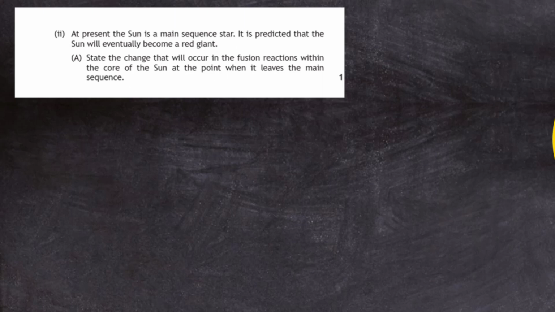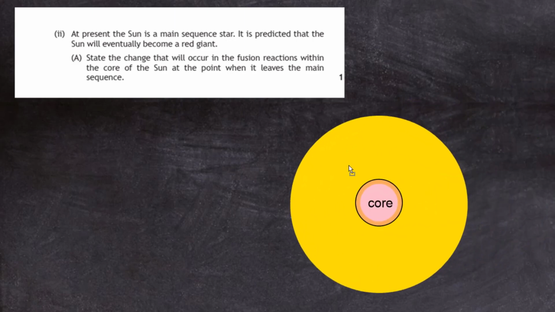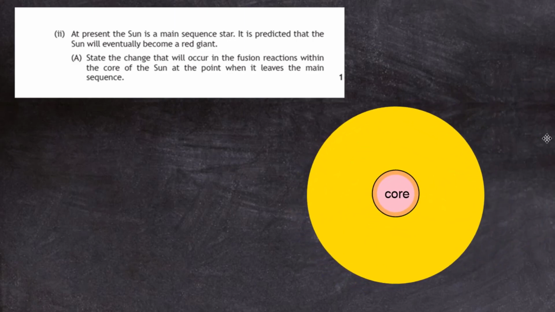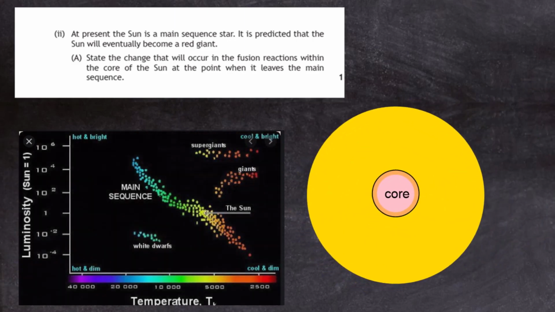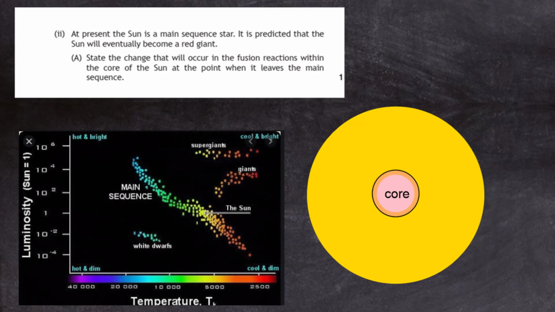Part 2. At present, the Sun is a main sequence star. It is predicted that the Sun will eventually become a red giant. Now, for 1 mark in part A, we're asked to state the change that will occur in the fusion reactions within the core of the Sun at the point when it leaves the main sequence. Well, the star we're looking at is our Sun, and it's been sitting in the main sequence for about 5 billion years, and it's got another 5 billion years to go in the main sequence. But eventually it will leave the main sequence.